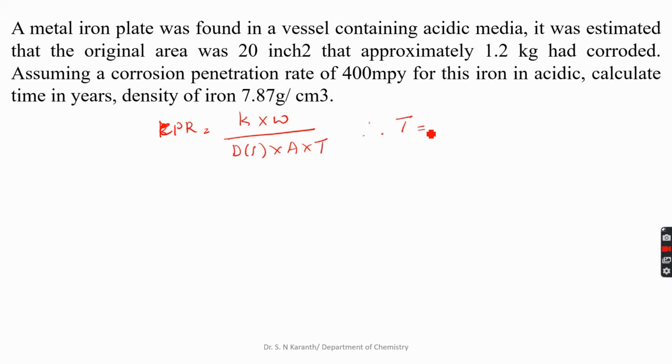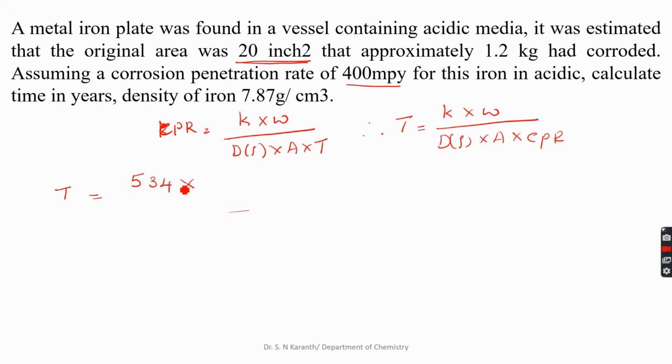Therefore, we can write T is equal to K into W divided by density into A into CPR. Now, I want to calculate T, so the K value. Here the area is expressed in terms of inch square and CPR in Mpy, so the K value becomes equal to 534.